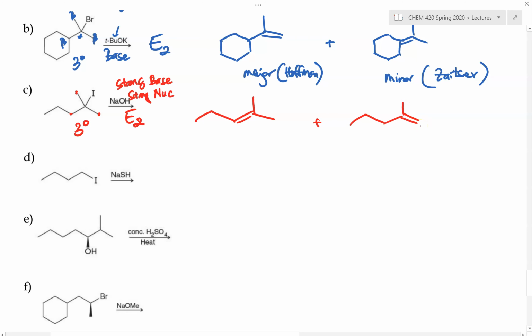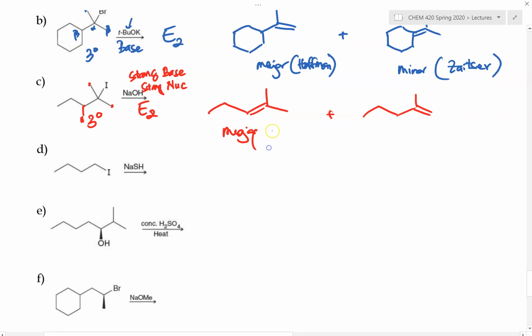And in this case right here, because this is a small base, it will pick up the hydrogen on the internal carbon to produce the internal alkene, because that will be the most stable product. So the major product will then be the more substituted or the most stable alkene. And again, this is called the Zaitsev product. And this will then be the minor product. And this is the Hofmann product.